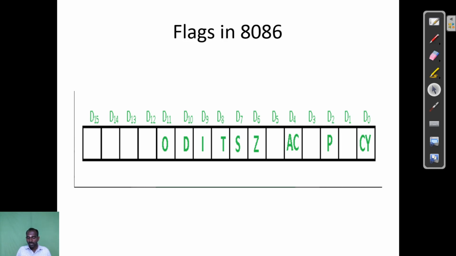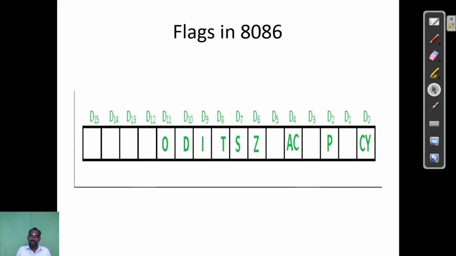So here the direction flag, if it is set to 1, that means auto decrement. The direction flag set to 1 means auto decrement. If it is 0, it is auto increment of the source index and destination index registers. This is the direction flag.